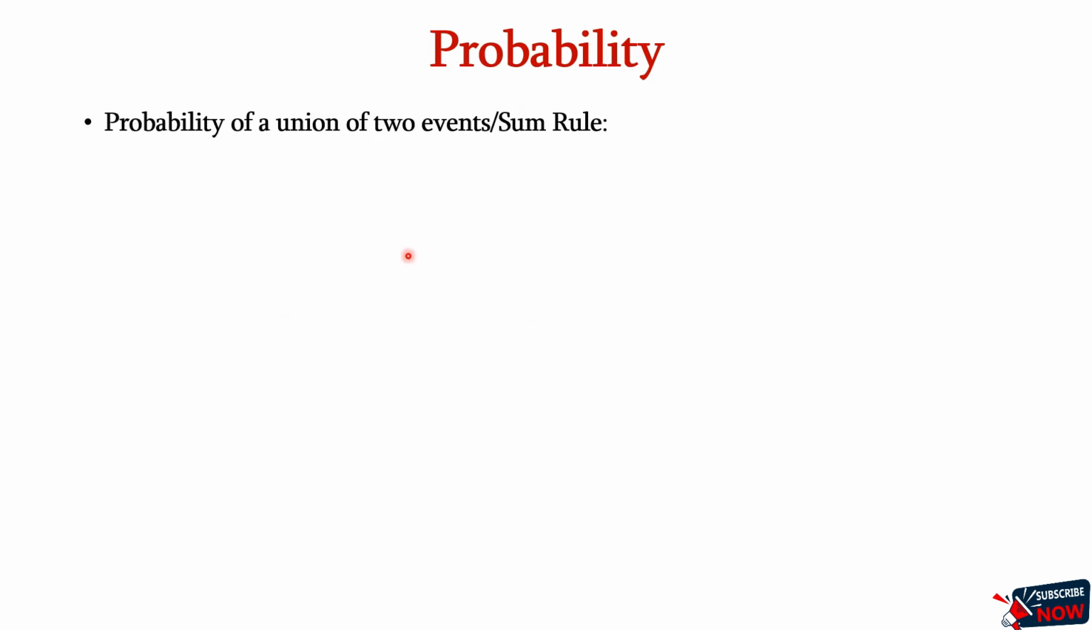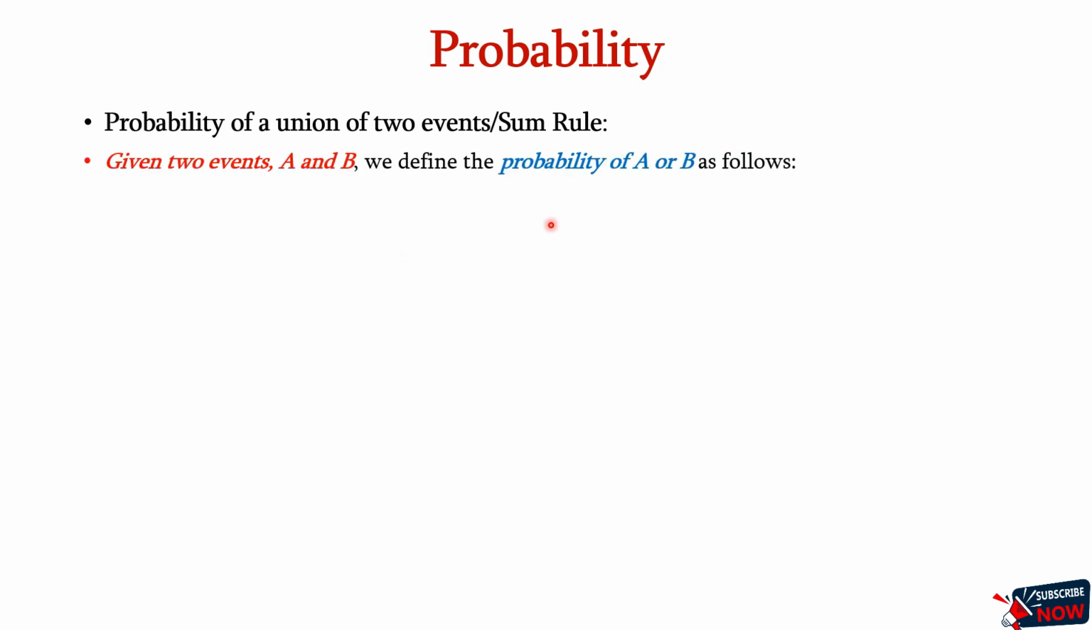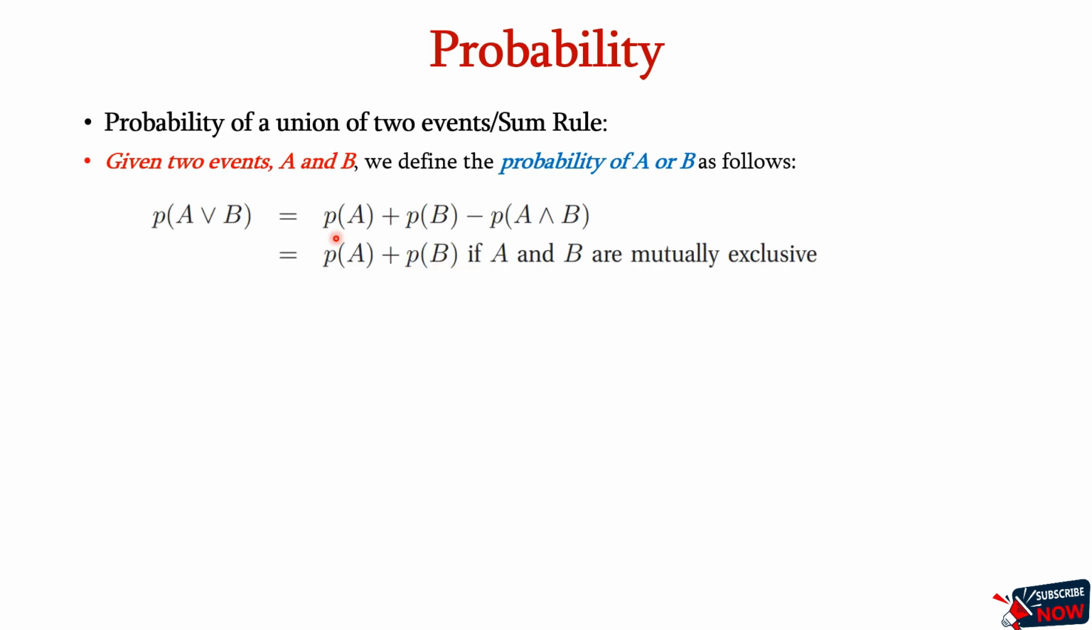Now let us see about union of two events or sum rule in probability. Consider that we have two events A and B. We can define the sum rule for these events as follows. So the sum rule can be expressed by using either the or symbol or union symbol. So we have two set of rules here. First one is for non-mutually exclusive events and second one is for mutually exclusive events.